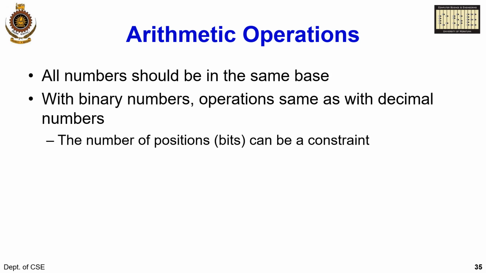Next, we'll be looking at arithmetic operations, right? So addition, subtraction, things like that. One constraint is that all the numbers in one operation should be in the same base, and we'll see that in the next part. With binary numbers, operations are exactly the same as with decimal numbers, right? However, we have to pay attention to the constraint of the number of positions. We'll see more in the next part.